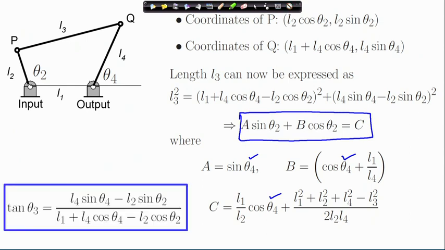Once I have theta 2, I can also find out theta 3. This is theta 3 with the horizontal. So, tangent of theta 3 is y q minus y p by x q minus x p, that we have seen also previously. If you substitute those expressions, you will get this expression that I have written out for you.